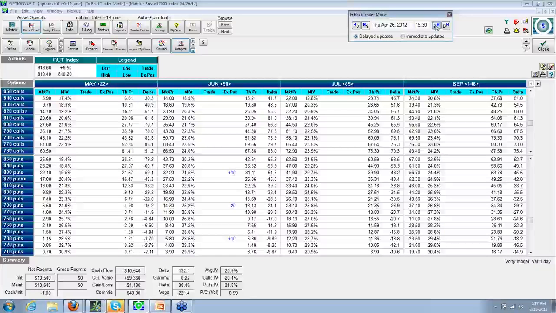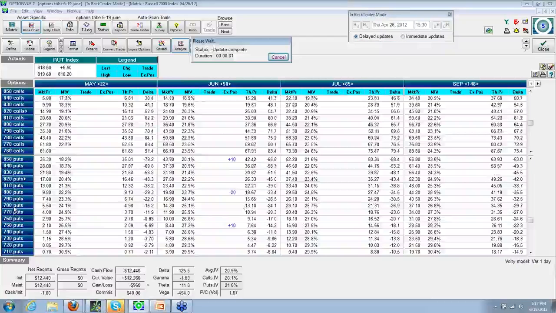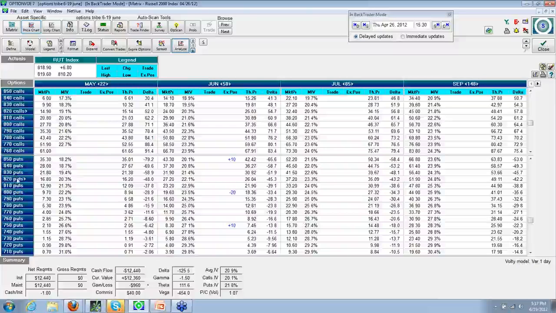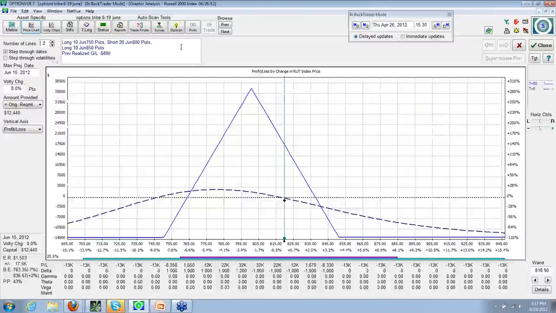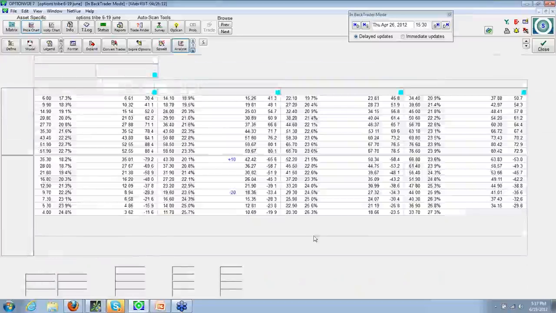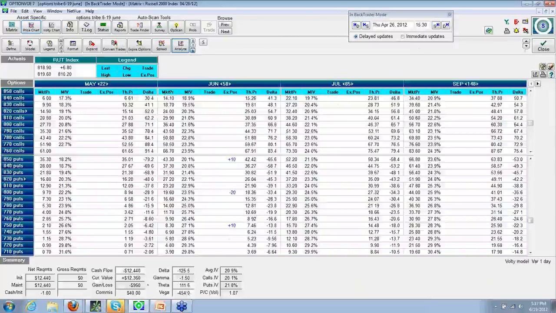So I move ahead half an hour. You'll notice the shorts went from 780 to 800. I still have an add point over 820. Here is what our new position looks like on the analyze page. And notice our delta theta ratio has been corrected. All right, so we shall move on to the next day.